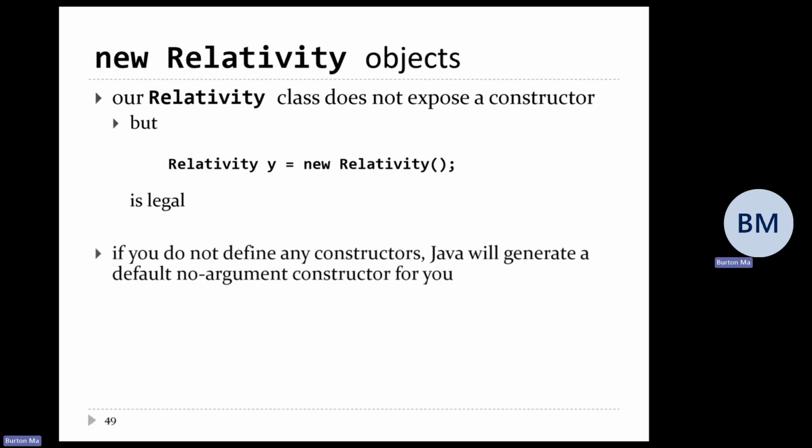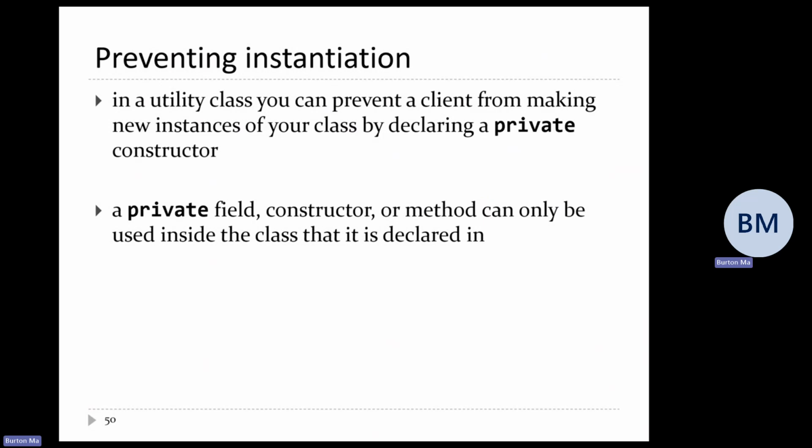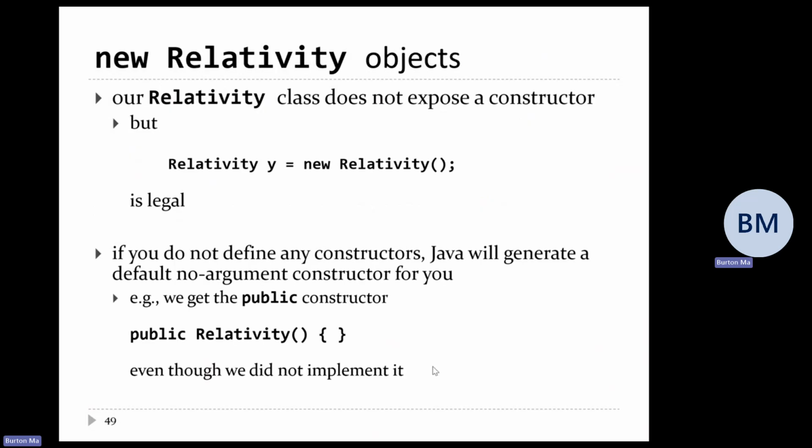So remember, if you don't define any constructors, the Java compiler generates one for you. It generates the no argument constructor. What that means in this particular case is you get that constructor, even though we didn't create it ourselves. So we don't want this to happen inside a utility class. We never want to be able to write that.